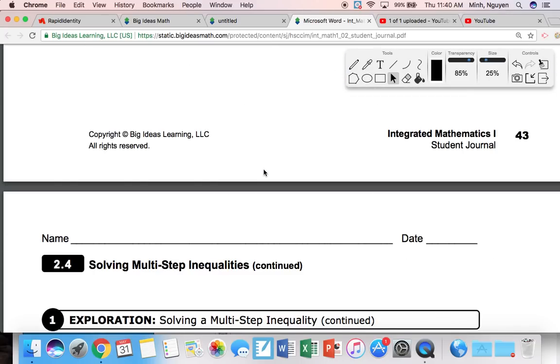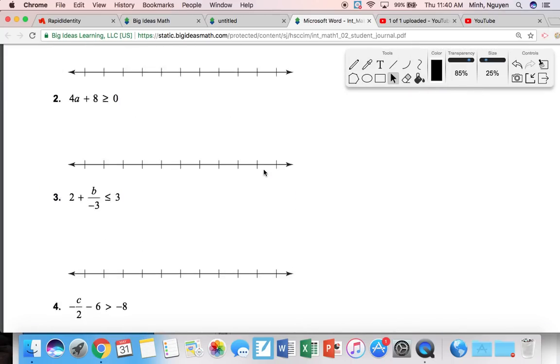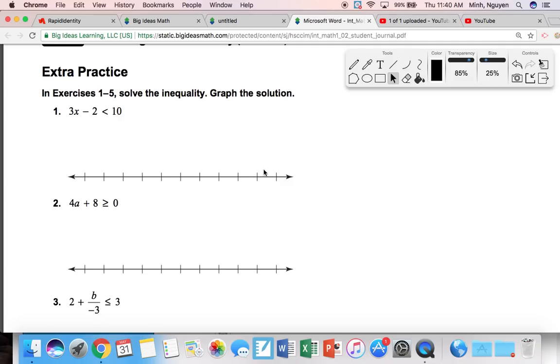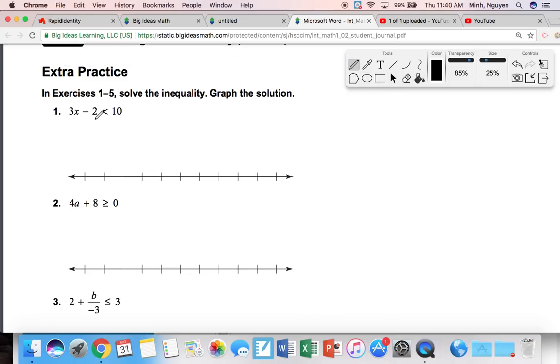This is page 43 of your student journal, by the way. The only notable difference being that when you multiply or divide by a negative, you have to swap the inequality symbol. So with that being said, I'm going to go through and just solve these problems by hand to show you. I'm not going to draw the number lines because we've been doing that for a couple sections already. I just want to focus on how to solve these.